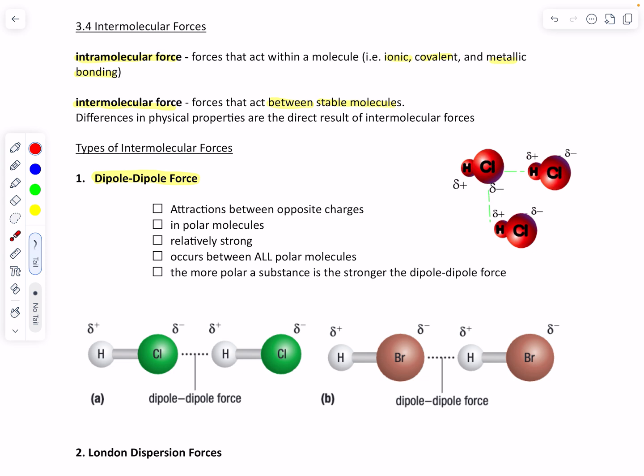We have two examples here between hydrogen and chlorine, between two HCl molecules. The dipole-dipole forces exist. And here's another one between hydrogen bromide, where there's a dipole-dipole force between these two polar ends, oppositely charged.